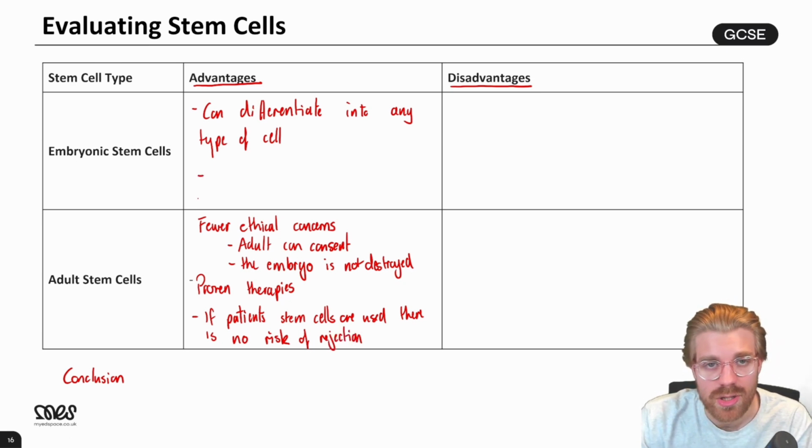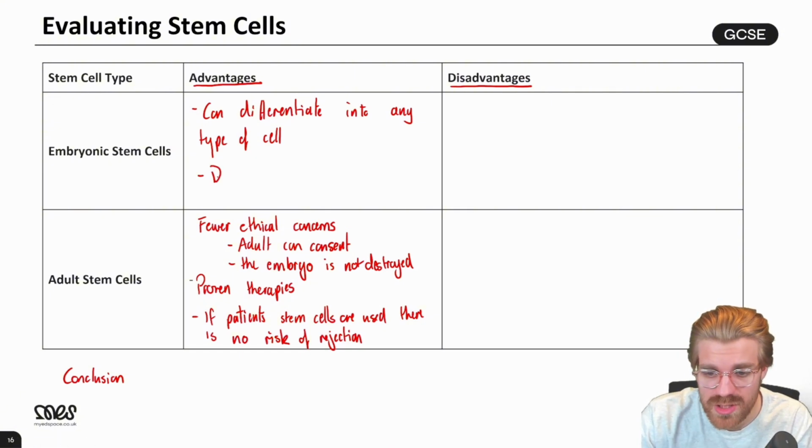Another advantage of the embryonic stem cells, though, is that they divide more rapidly, which means we can produce those cells faster.